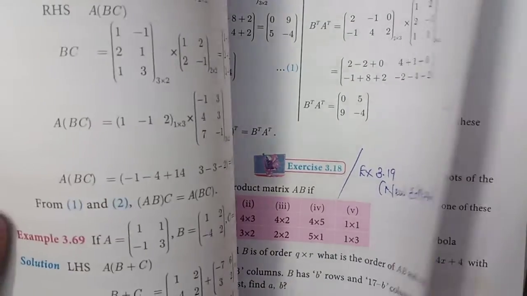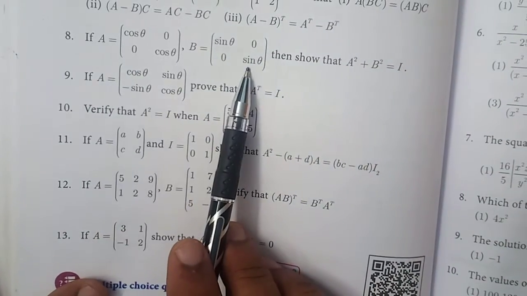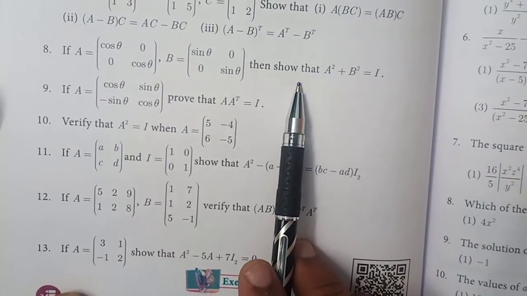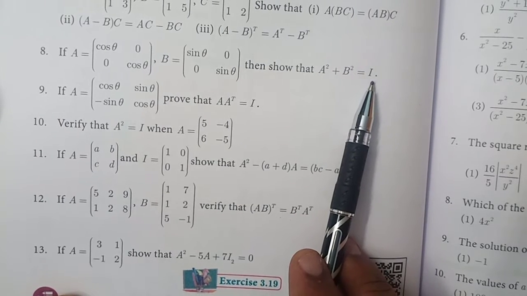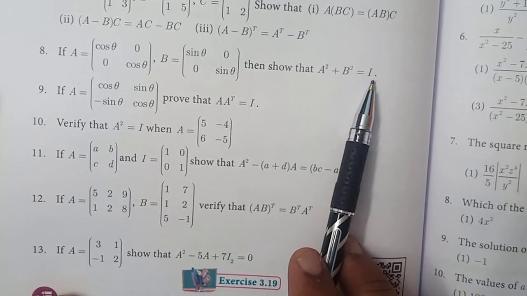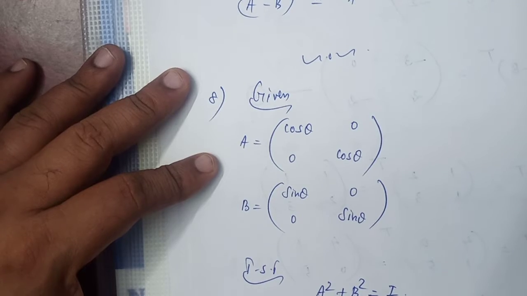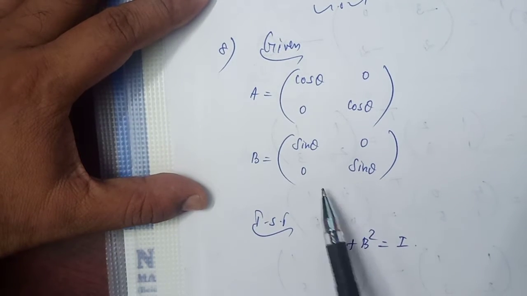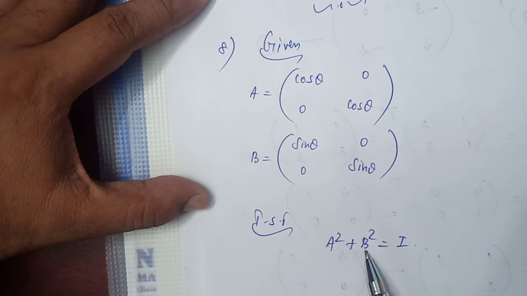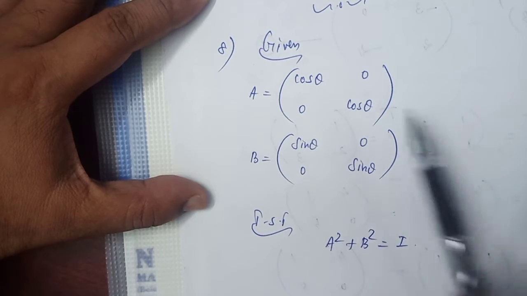Now problem number 8. You are given two matrices, capital A and capital B. Then you have to show that A square plus B square is equal to I. I refers to the identity matrix. Okay. Here is the question, A matrix and B matrix. A square plus B square equal to I, we have to prove. First we can find A square, A matrix into A matrix.